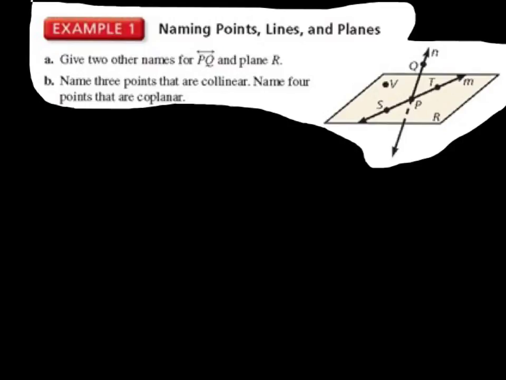So hopefully if you look at this, if you look at PQ, we all know that PQ is right here. The first thing I would say, how I would name that for A would be line PQ, or you could also look at it as line QP.